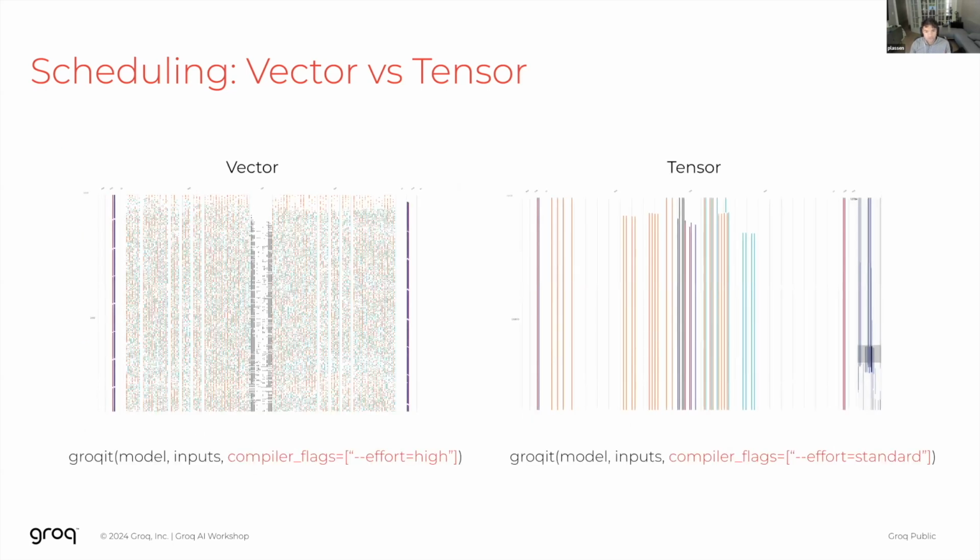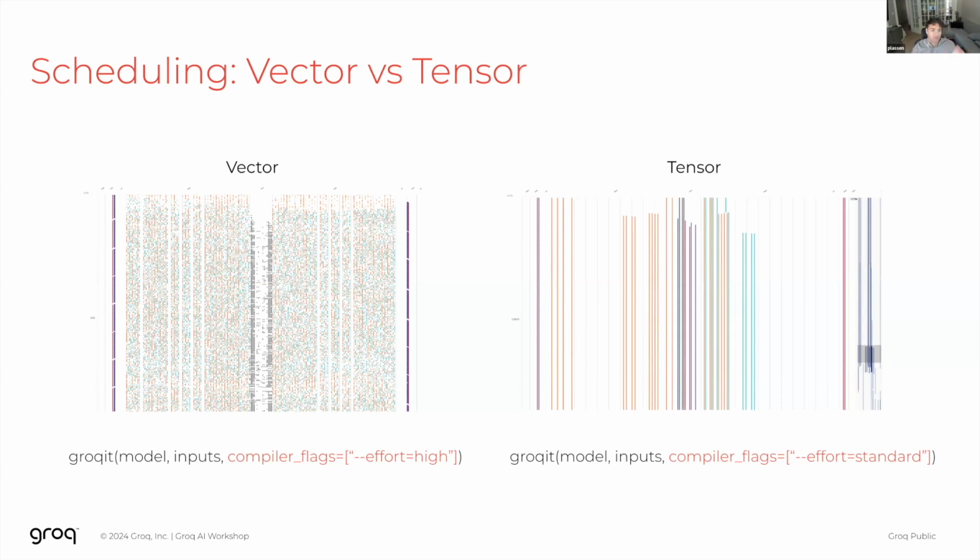Here's a visual view of the same program compiled with vector scheduling mode and tensor scheduling mode. Just a reminder that this image is a snapshot in time. So this is where data lives on some cycle. So say this is cycle 500. We can see exactly where the data is on the chip.